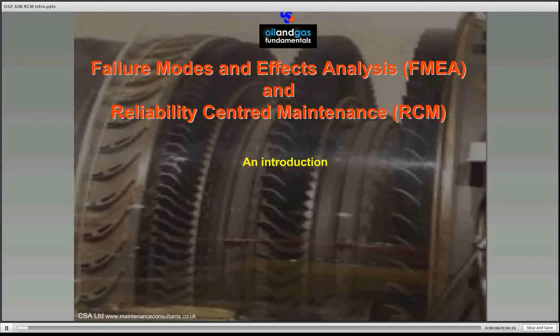Hello and welcome to this introduction to failure modes and effects analysis, that's FMEA, and reliability centered maintenance, that's RCM. In this brief introduction, we shall discover what they are, where they come from, what they're used for, and how they might help you.